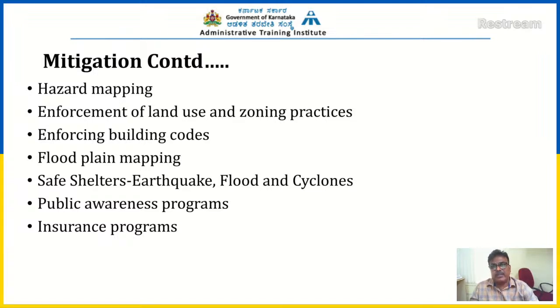So building bylaws, zoning regulations, building codes. You see, we have the 1893 building code. But many of the people are not using it even today. They should use it while designing the building. We have many fire codes, so they should use them. A building which is more than 15 meters in height should have all compliance, fire compliance, NOC, etc.